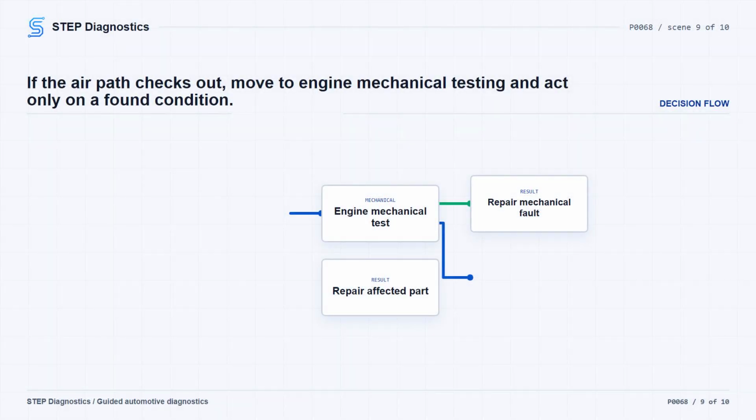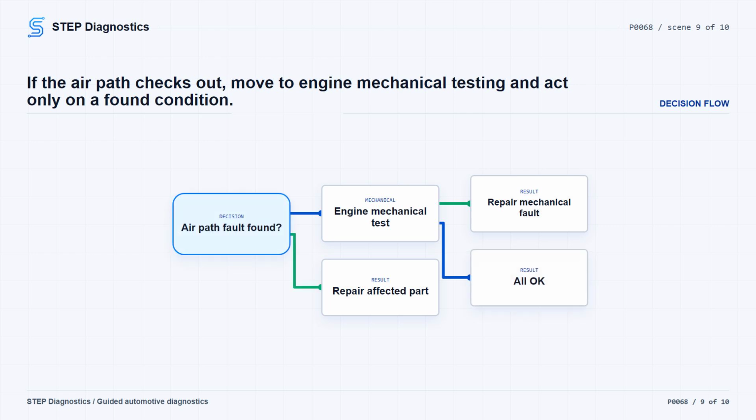If crankcase ventilation operation is questionable, diagnose that system before moving on. If exhaust parts are missing, restricted, or leaking, diagnose the exhaust side before moving on. If you find a condition, repair or replace the affected component as appropriate. If the air induction and related systems check out, then test the engine for a mechanical condition. If a mechanical condition is found, repair or replace the affected component as appropriate. If no mechanical condition is found, the result is all okay.